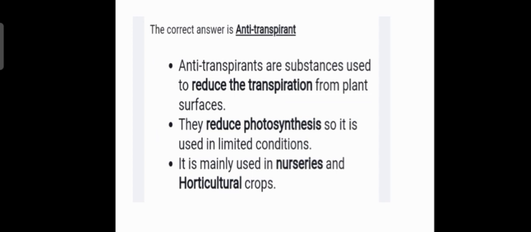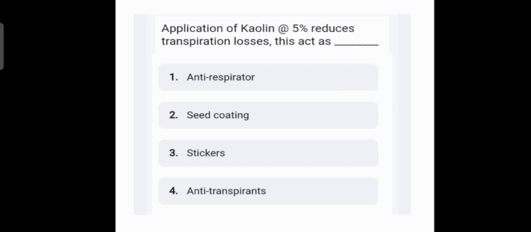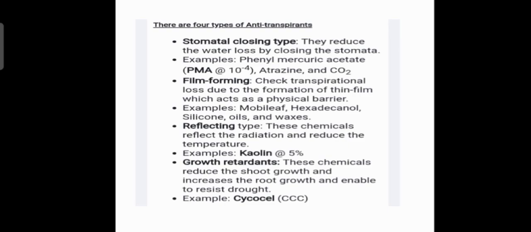They are substances that reduce transpiration from the plant and also reduce photosynthesis. So they are used in limited conditions only, mainly in nurseries and horticulture crops. So the answer is anti-transpirants. Kaolin at 5% is an anti-transpirant. These are the four types of anti-transpirants: film forming, reflecting, growth retardants, stomatal closing type, etc.